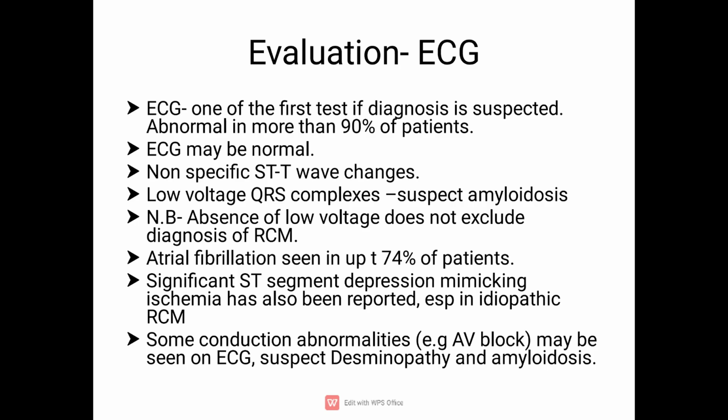Atrial fibrillation could be seen in up to about 74% of patients, and you could have some conduction abnormalities ranging from a first-degree AV block to a very high-grade AV block. You could also have bundle branch blocks, either left or right bundle branch block, which could be seen in any of the types of restrictive cardiomyopathy. But when there are conduction system abnormalities, it's very important to entertain the possibility of infiltrative cardiomyopathies, amyloidosis, and also sarcoidosis.